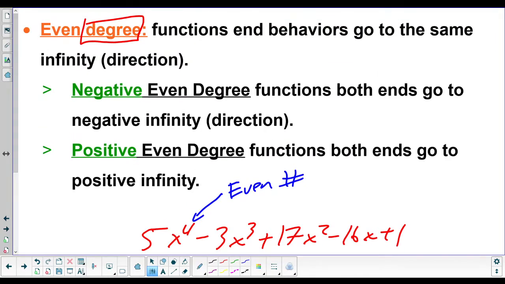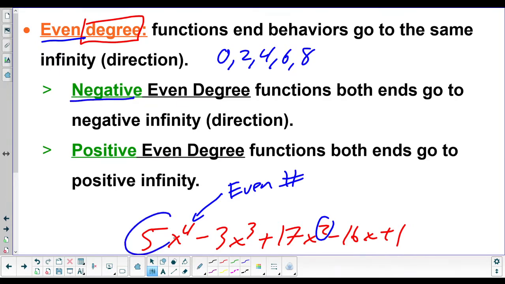It could be 4, could be 2, could be 16, could be 201. No, that's an odd number. I panicked. 202. So even just means it ends in 0, 2, 4, 6, or 8. Okay. If it is a negative even degree, and this is a little misleading, when we say negative, we mean the leading coefficient, okay? The negative or positive, we're referring to the leading coefficient.